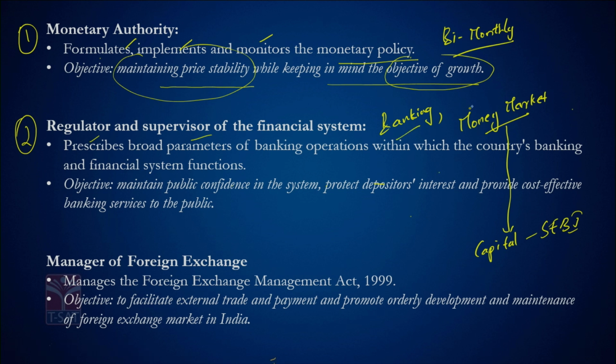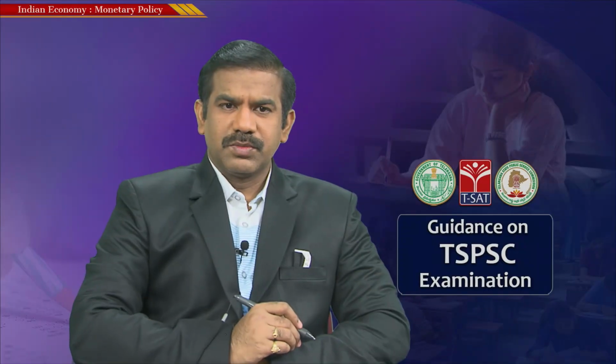When it comes to money and capital market, it's a matter of duration. If your lending or borrowing period is more than 365 days, we generally call it a capital market, else we call it a money market. So the second important function RBI performs is regulating and supervising the financial system.